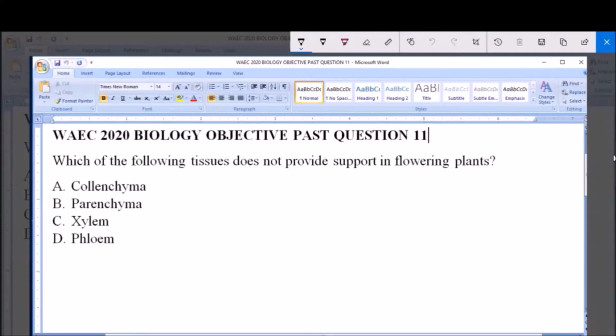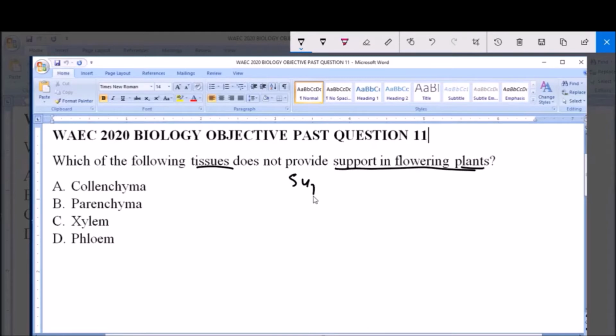And welcome. I'm going to be answering WAEC 2020 Biology Objective Past Question 11. Which of the following tissues does not provide support in flowering plants? A. Collenchyma, B. Parenchyma, C. Xylem, D. Phloem. So there are certain tissues that provide support in flowering plants or in plants in general.